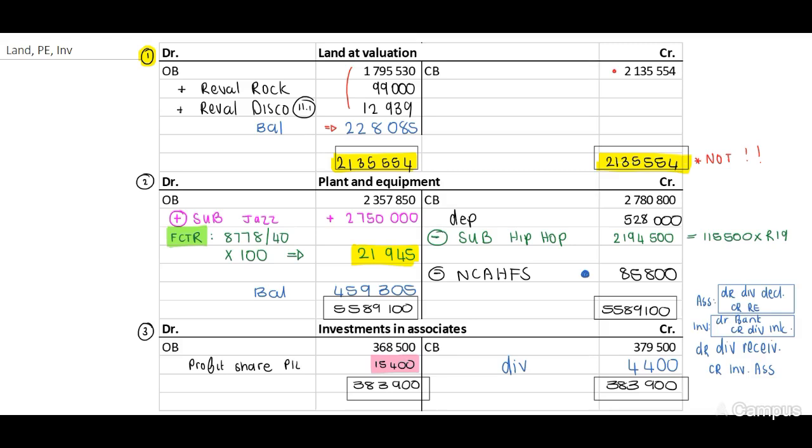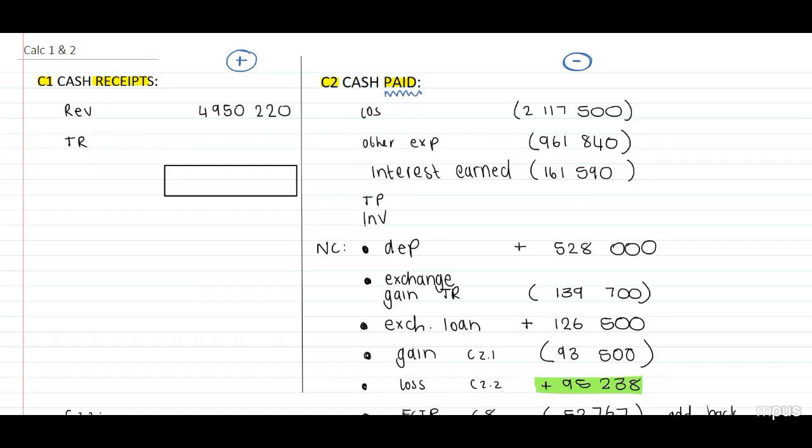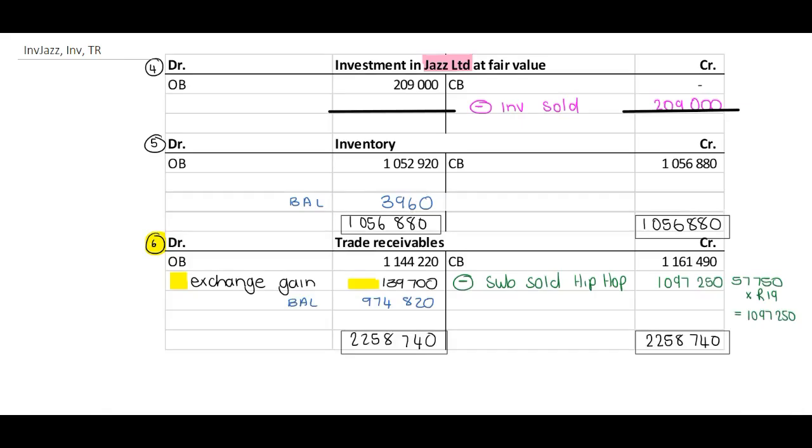Right. Now, first, I want us to have a look at our statement of cash flows. I'm going to work through this from the top. I need to complete my cash received from customers and my cash paid to suppliers. Therefore, if I refer to my calculation 1 and calculation 2, I know that I need to obtain my trade receivables movement, and I need to obtain my trade payables and my inventory movement. Therefore, let's have a look at these T accounts. I've already balanced them to save us some recording time.